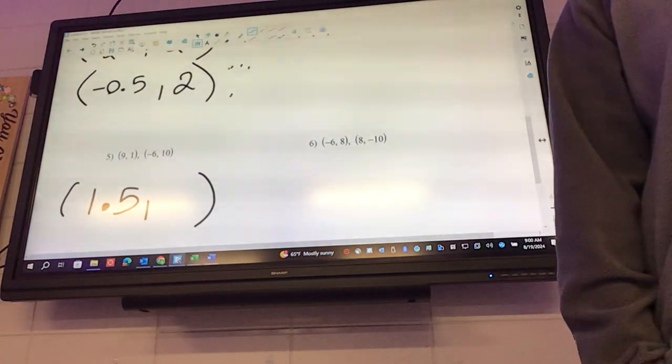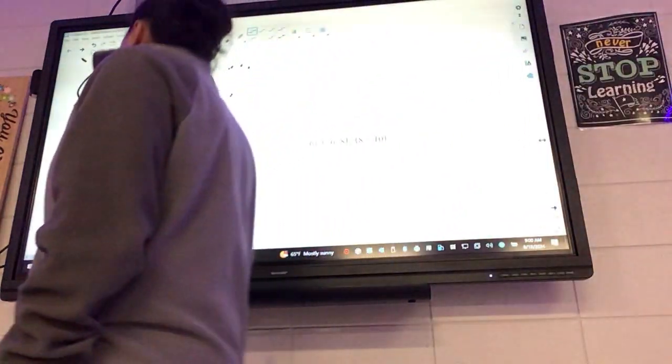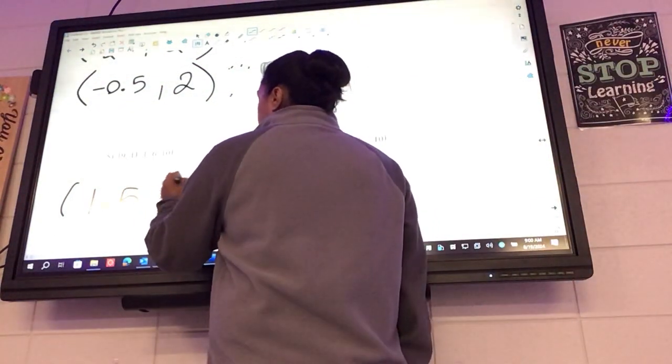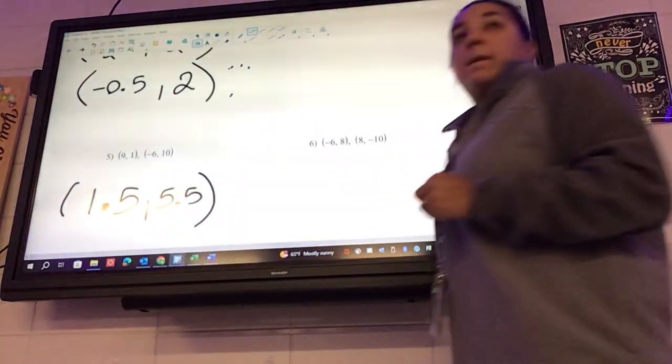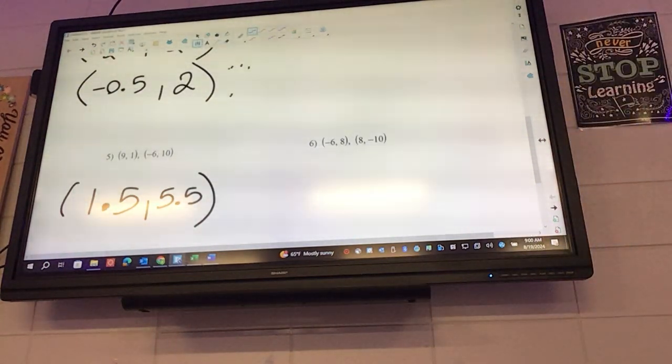If we were just typing it on the calculator, 1 plus 10 over 2. 5.5. Somebody agree with that? Yes. Okay, and so if you don't want to write it all the way out, then you don't have to. If you want to write it all the way out, absolutely, have at it. I don't want to.